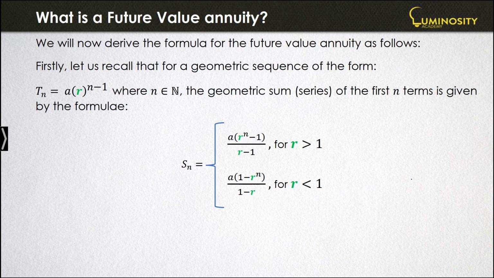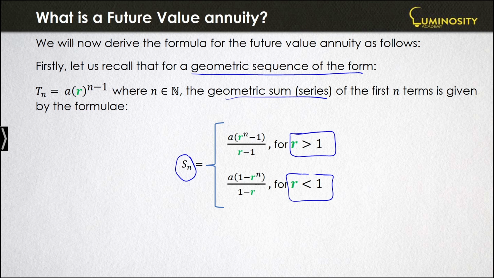All right, so now we will derive the formula for the future value annuity as follows. Let us recall that for a geometric sequence of the form T sub n equals a times r to the power n minus 1, where n is a natural number, the geometric sum or series formula for the first n terms is given by the following formulae. So you would have learned this in our geometric series topics. And essentially you have 2 different formulae, but they are equivalent, just depending on your constant ratio value.